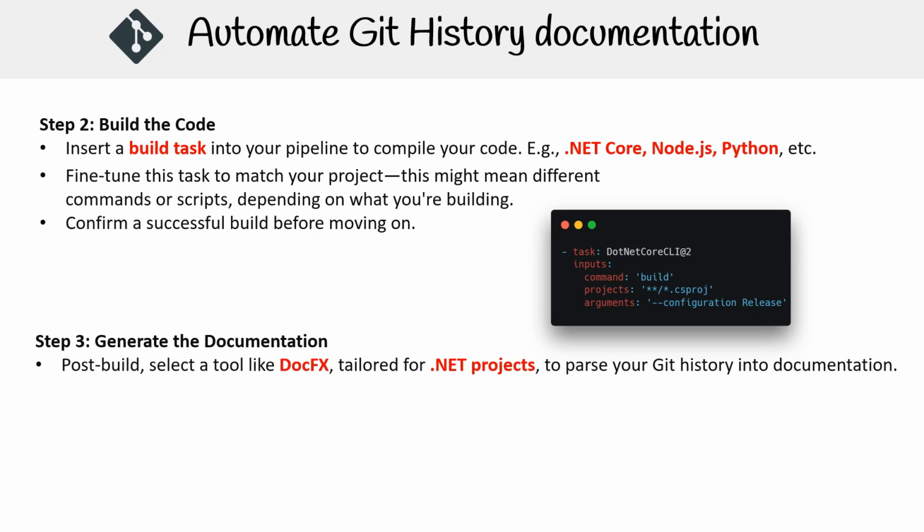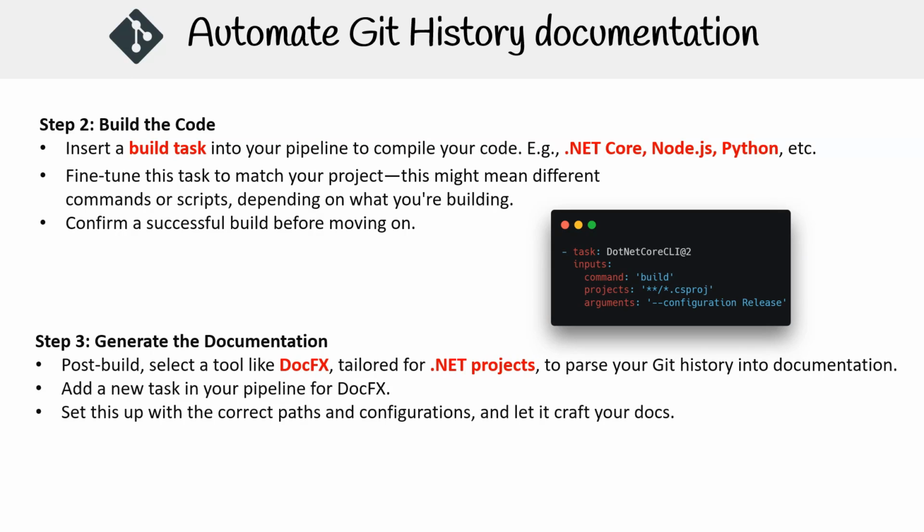Step 3. Generate the documentation. Post-build, select a tool like DocFX, tailored for .NET projects, to parse your Git history into documentation. Add a new task in your pipeline for DocFX. Set this up with the correct paths and configurations and let it craft your docs.